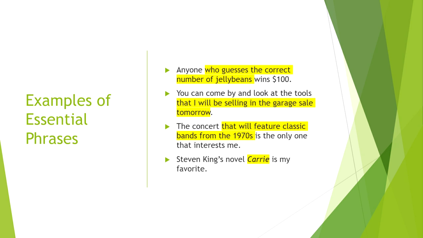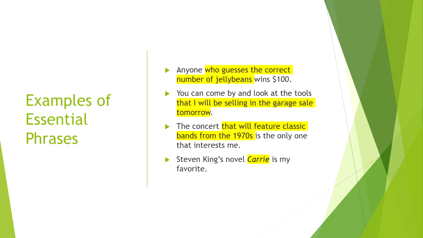And then this one, the concert that will feature classic bands from the 1970s is the only one that interests me. So notice that that phrase, that will feature classic bands from the 1970s, that's absolutely needed. It's essential to determine which concerts are being talked about here. If you just said the concert is the only one that interests me, what concert, right? You have to have that defining element. And clearly the group of concerts is being narrowed down just to the specific kind of concert. So you don't put commas around it in that case.